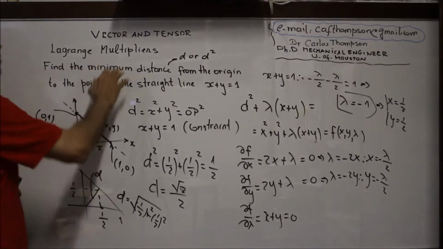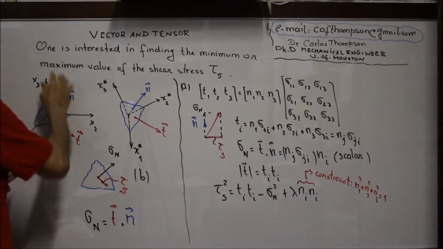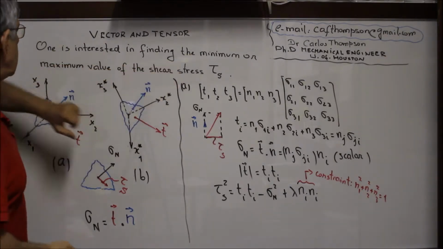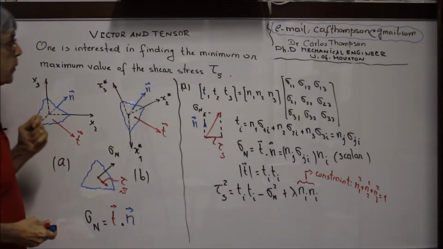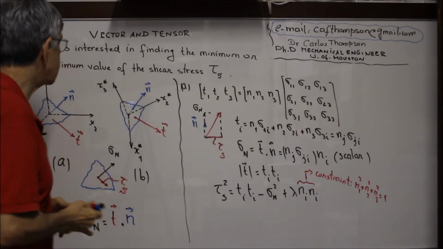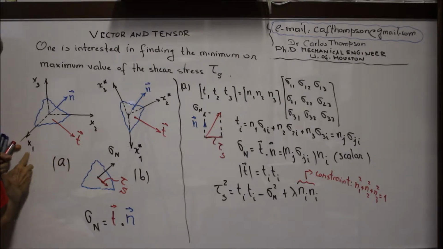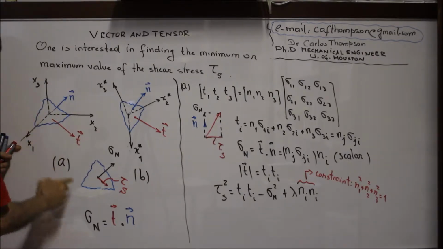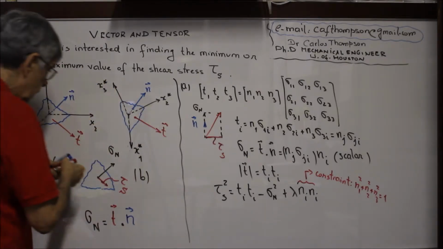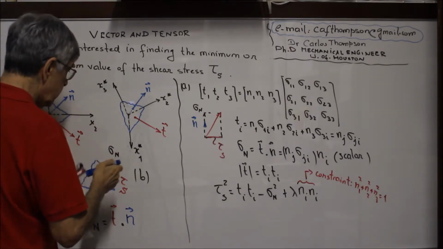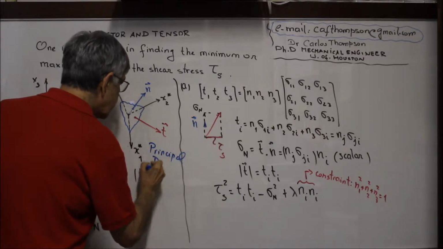We will use the Lagrange multiplier in the next step. One is interested in finding the minimum or maximum value of the shear stress tau s. You see here case A and case B. In case A, we work with x1, x2, and x3. And case B is x1 asterisk, x2 asterisk, x3 asterisk. So here we are working in the principal directions.